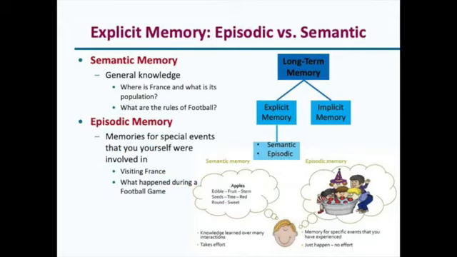Psychologists distinguish two types of explicit long-term memory. Semantic memory is memory of principles and facts, like what you're taught in school, whereas episodic memory is memory for special events in your life. For example, your memory of the law of gravity is a semantic memory, whereas remembering the time you dropped your grandmother's vase is an episodic memory, both having to do with gravity.